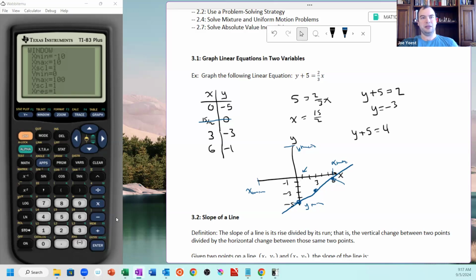On the TI-83, the negative sign and the minus sign are different signs. The minus sign is a binary operator. It takes number minus number and gives you a result, like 3 minus 2 equals 1. The negative sign applies to one number. So -1 is allowable, but minus sign 1 will cause a problem. Let me just show you that.